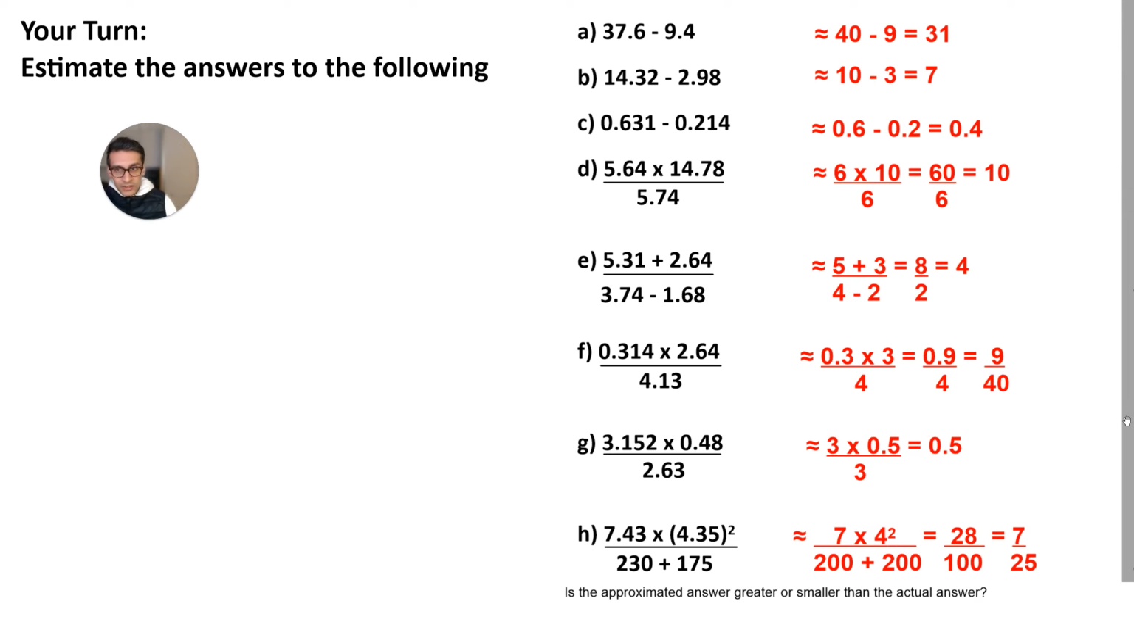Now you may have rounded some of these slightly differently. For example, the first question, you may have just rounded that as 38 minus 9 or 39 minus 9. That would have been just as valid. Some of these are quite straightforward as well.